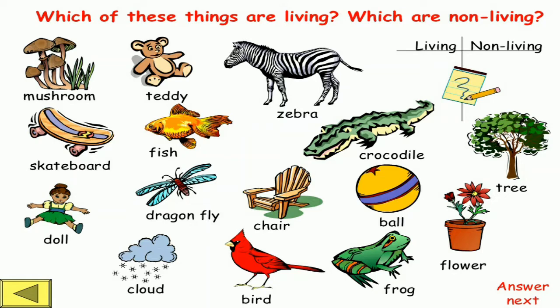And then the non-living things are a doll, teddy, chair, ball, and skateboard. These are the non-living things, because a non-living thing can't move and can't breathe. Here we can see various examples of living and non-living things. So children, everyone can understand this. So we are going to learn in the next slide.